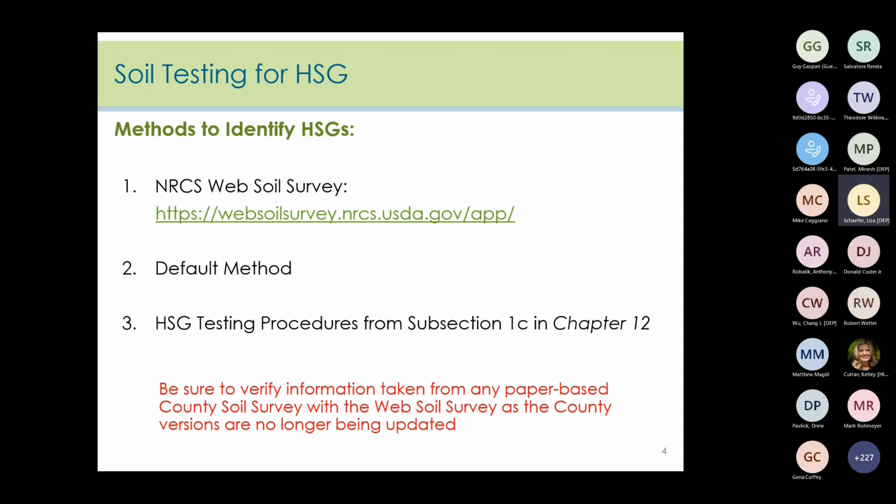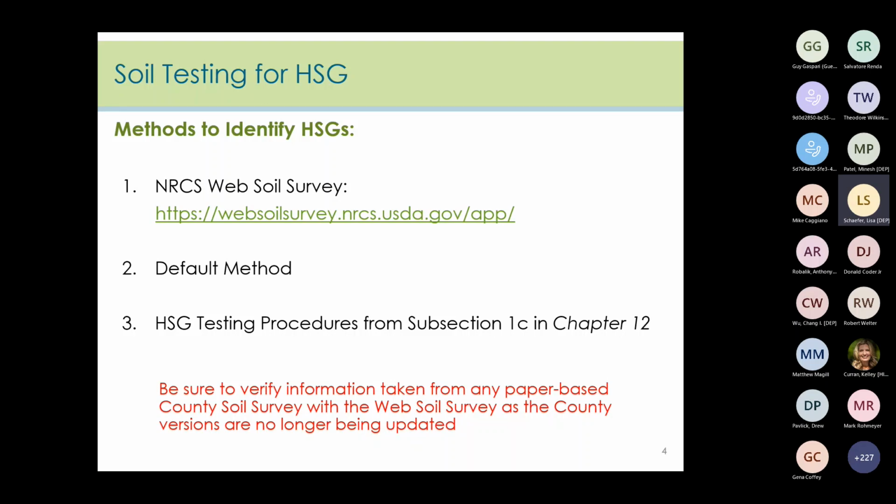So the first topic today is the determination of HSG, and that's used in the selection of the runoff curve number, or CN, that is developed by the National Resource Conservation Service, or NRCS. And there are three methods used to determine the HSG. One is the NRCS Web Soil Survey. The link is here. Then I'll go through the default method, and then I'll go through the HSG testing procedures that are from subsection 1C in Chapter 12.